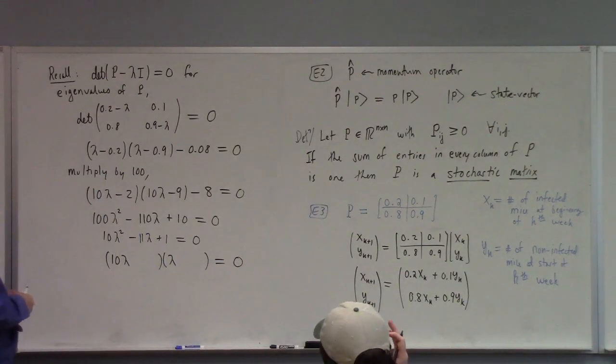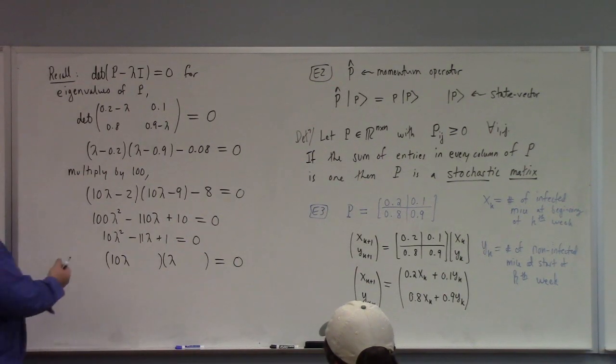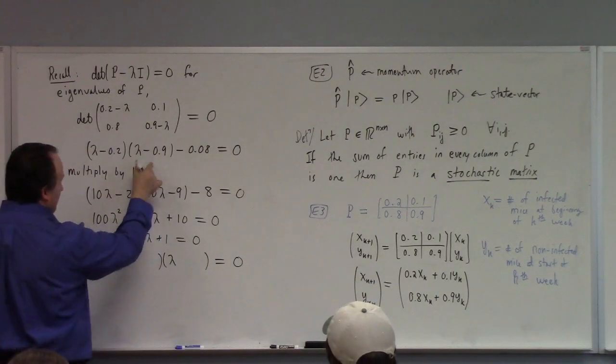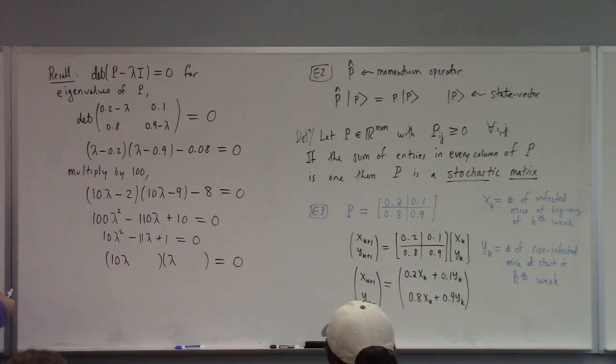Of course, you could complete the square. Yeah? I don't think everything is multiplied by 100, roughly. Well, 100 is 10 times 10, so I took 10 and multiplied it in here, and I took another 10 and multiplied it in there. So that's what I did.